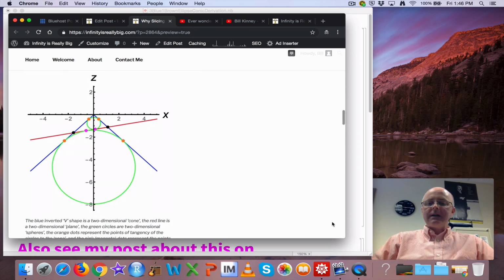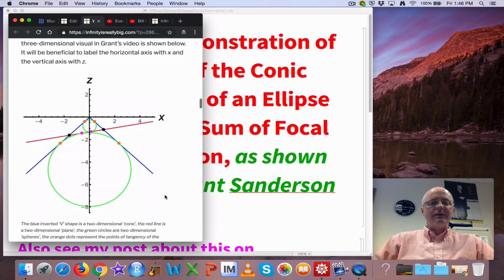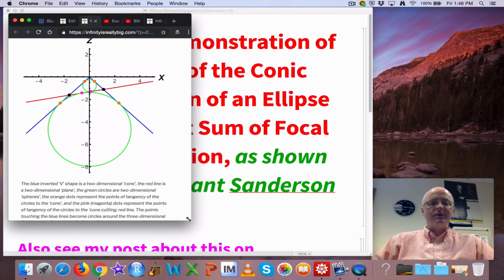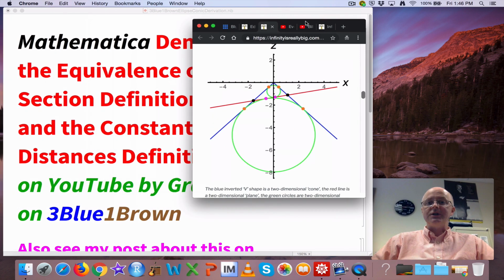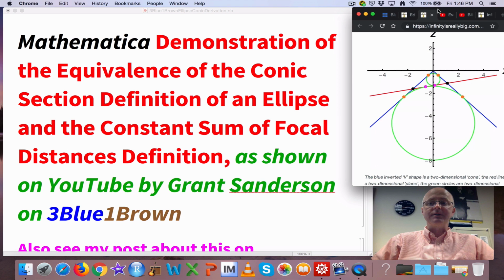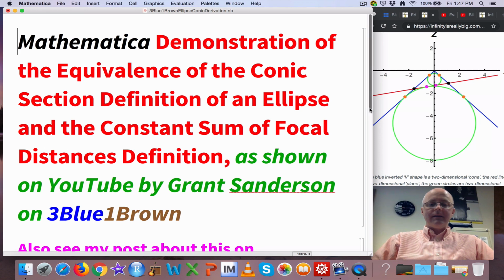To help us get going on understanding the Mathematica, we're going to also be using this picture that you see here. It's a two-dimensional version of the three-dimensional problem. That's a general problem-solving strategy, especially when things are in higher dimensions. To understand what's going on in higher dimensions, use a lower dimensional version of that. Alright, let's do the Mathematica now.